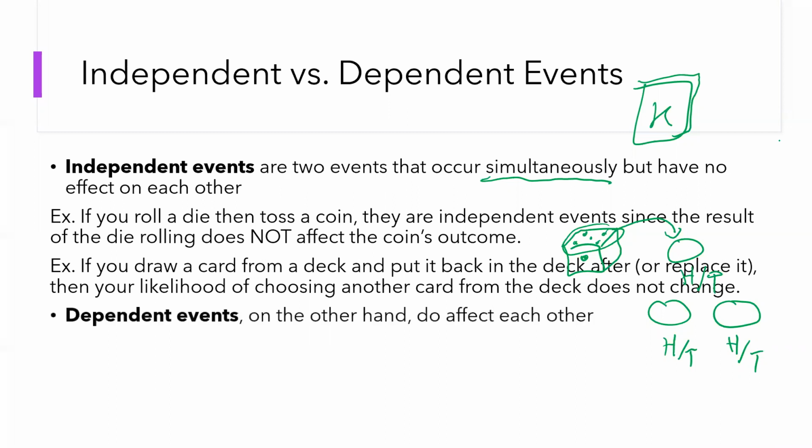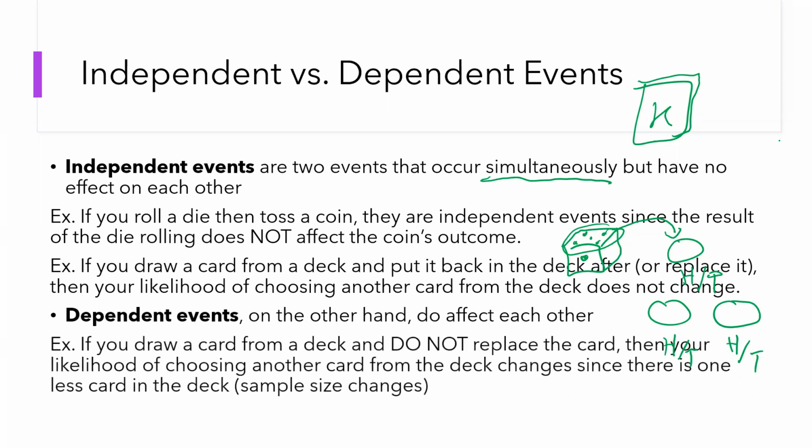Dependent events, on the other hand, do affect each other. And we've actually talked about examples. We already gave examples of this. The perfect one is picking a card from a deck.